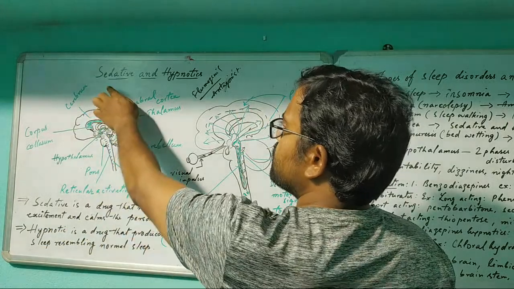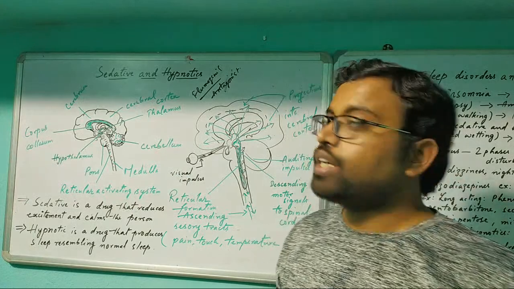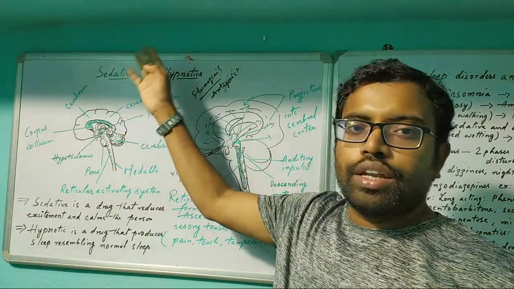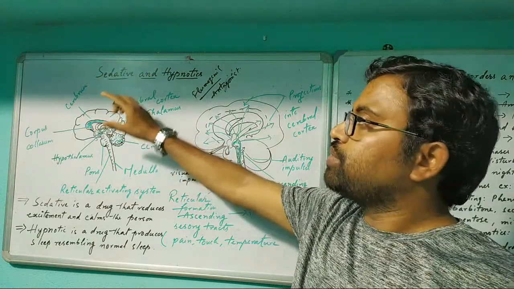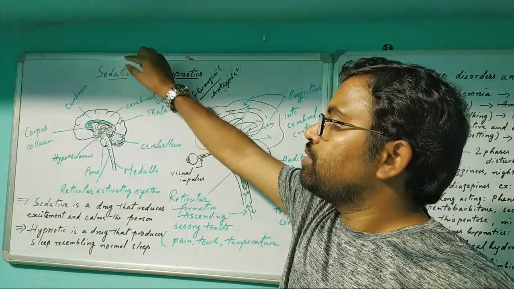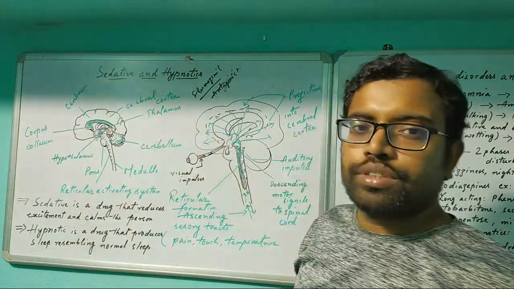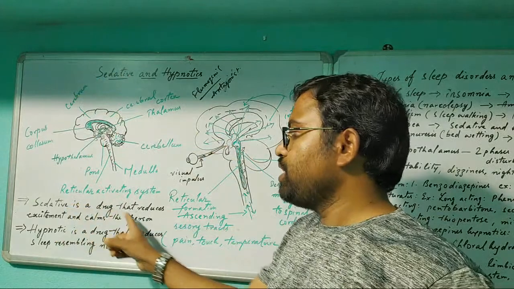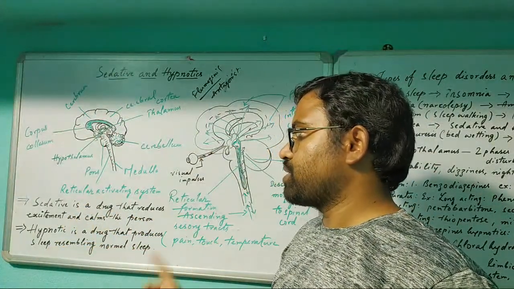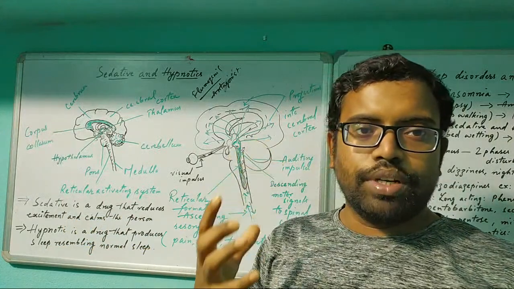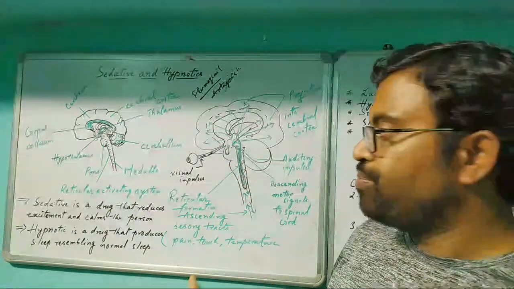That means those who are having anxiety, irritability, and those types of disorders. For those patients, doctors are giving sedatives. So a sedative is a drug that reduces excitement and calms the person because of their irritability. Why it is happening, I'll tell later, gradually.